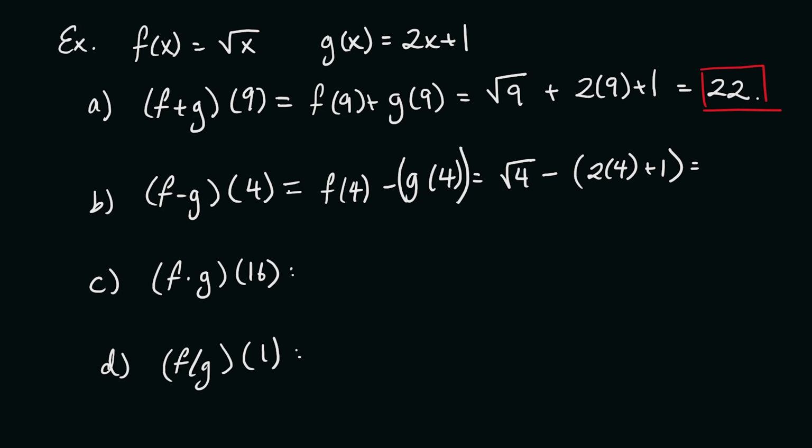So we have to evaluate what g of x is first, and then we subtract it. So in this case, the square root of 4 is 2. 2 minus 2 times 4, 8, and then minus 1. That will give us negative 7.